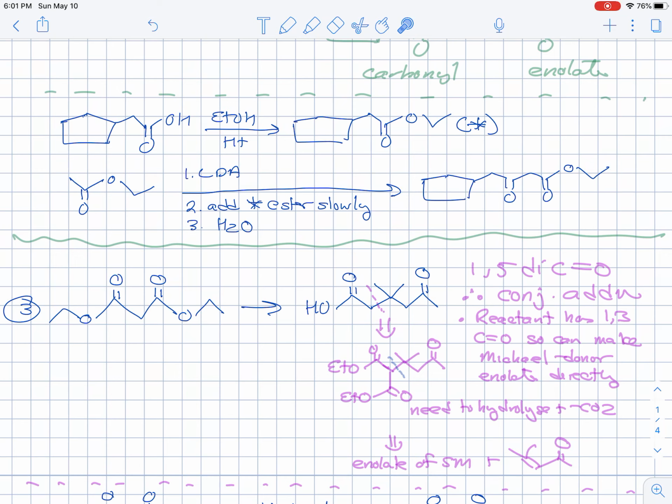And so, kind of working backwards, looking at this in view of this, if we take this compound, we hydrolyze it and it decarboxylates, that will give us this compound. And this compound arises from the starting materials, enolate, and this alpha beta unsaturated compound.